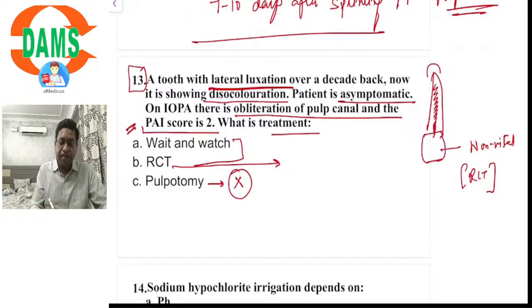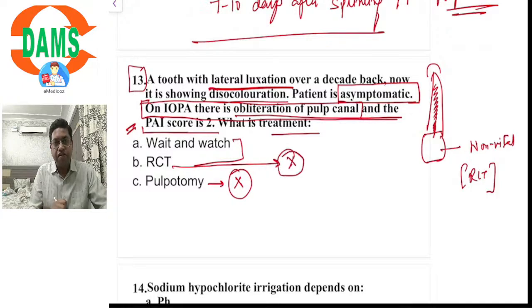But in this question, the caveat is that in the IOPA, there is obliteration of the pulp canal space. So whenever there is obliteration of the pulp canal space and the tooth is asymptomatic, there is no need to go for root canal in the first instance. We have to do wait and watch and see whether the tooth becomes symptomatic over time or there is an increase in the periapical index score.